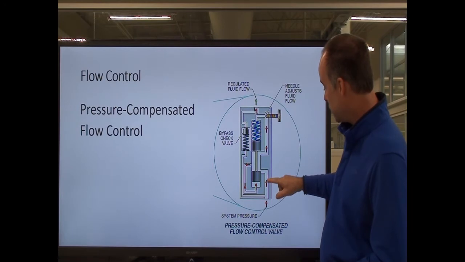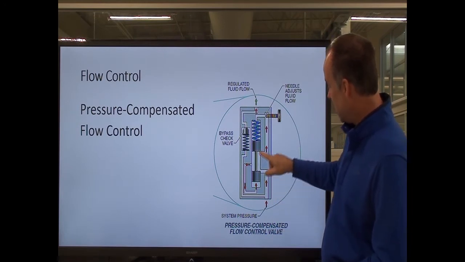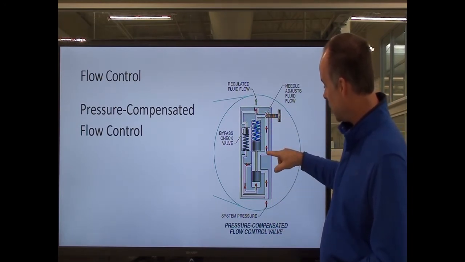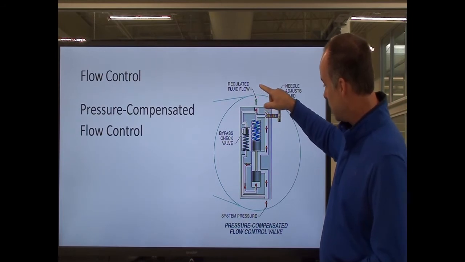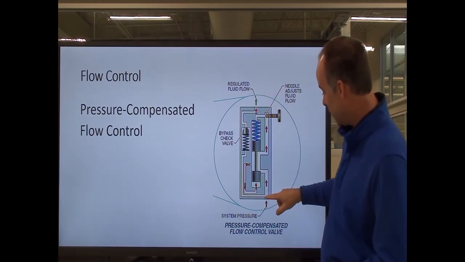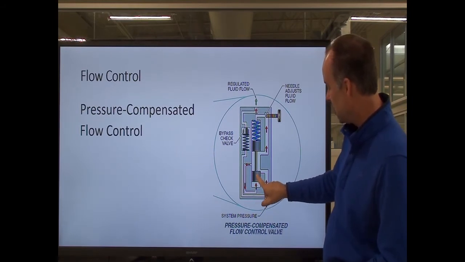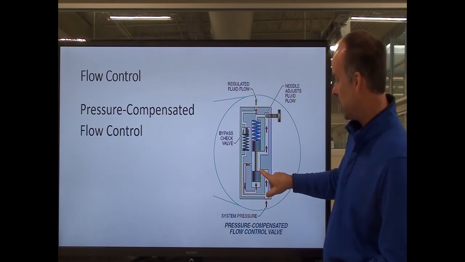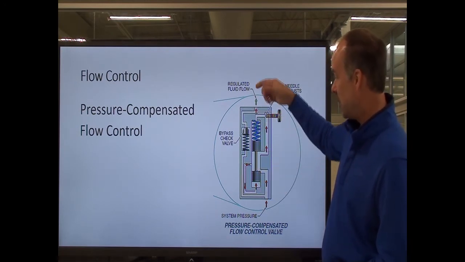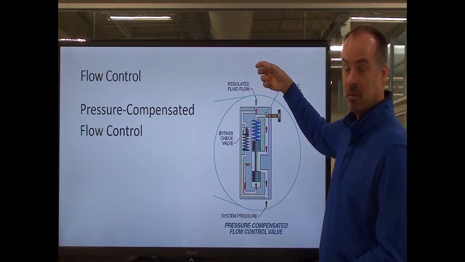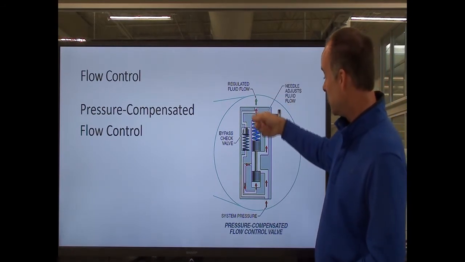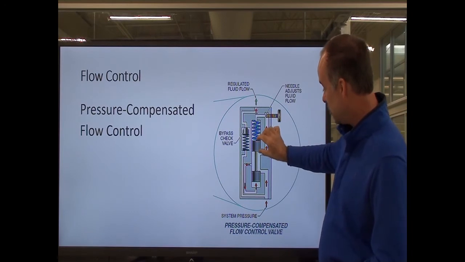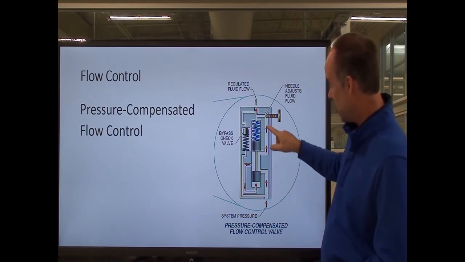Because if you see, my inlet pressure is coming in here and going out through this flow control, but if my pressure here drops, where I've got my system pressure coming in and pushing on this spool, it's going to allow the spool to shift up, and it's going to start closing off more pressure. Or the same thing happens if I increase the pressure here and I want to maintain my flow. So if there's more pressure up here, it's going to shift this spool down and allow more flow through here.